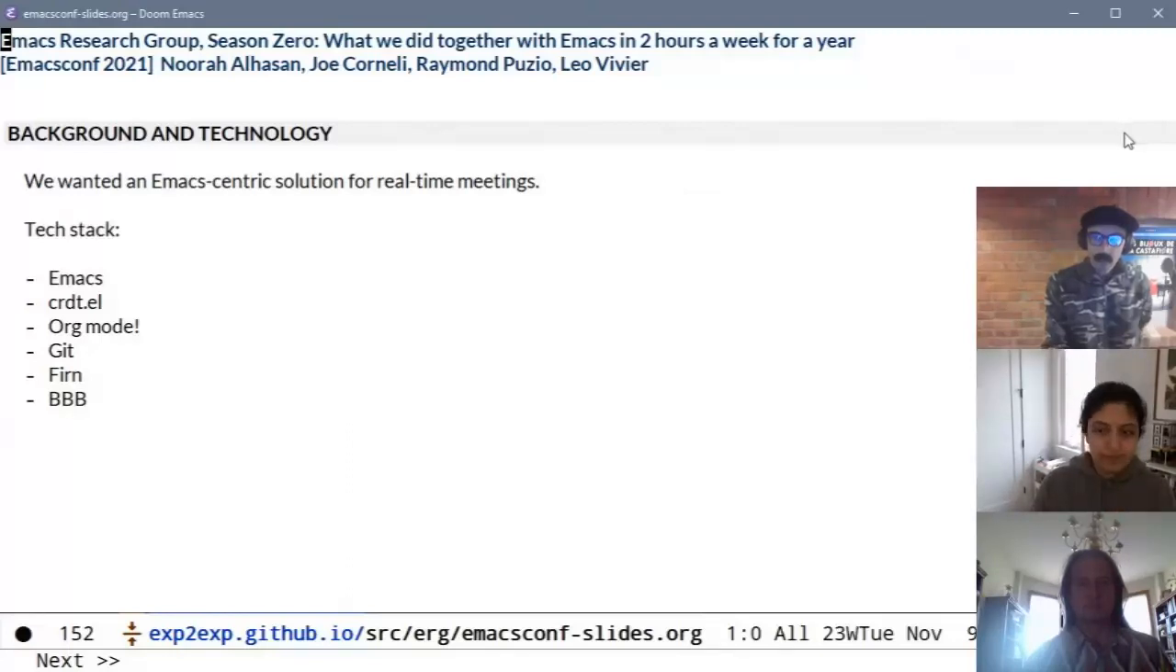It allows us to put our notes online using Git and the static site generator Fern. And lastly, of course, we need a real-time meeting tool, and for that purpose, we use BBB in our weekly sessions. In fact, we use the same server that's used by EmacsConf, thanks again to Leo. And all of these tools are free, libre, open source. However, BBB does have some intensive hardware requirements.